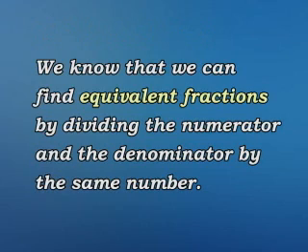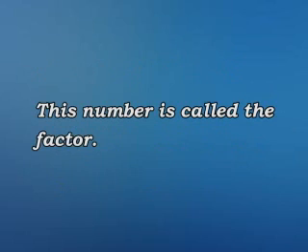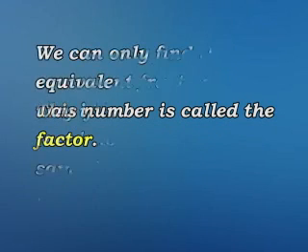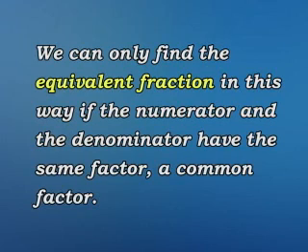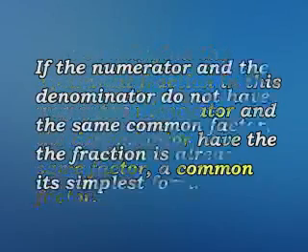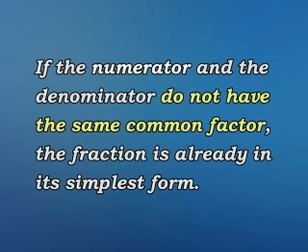We know that we can find equivalent fractions by dividing the numerator and the denominator by the same number. Now this number has a name. It's called the factor. We can only find the equivalent fraction in this way if the numerator and the denominator have the same factor, a common factor. If the numerator and the denominator do not have the same common factor, the fraction is already in its simplest form. Let me explain.